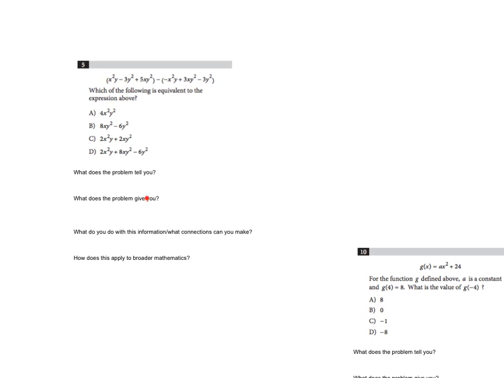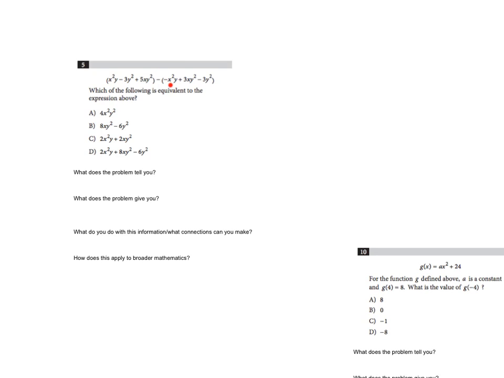And it gives me 4 options, but also the problem gives me an expression of polynomials with multiple variables. So what connections can I make to this problem? Well, there's subtraction here. So one thing I need to remember is distributing the negative to each of these terms. Then I need to combine the like terms.